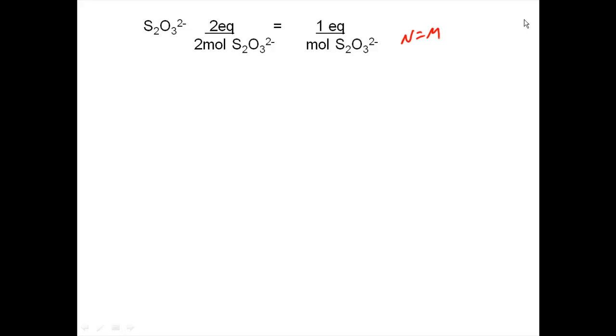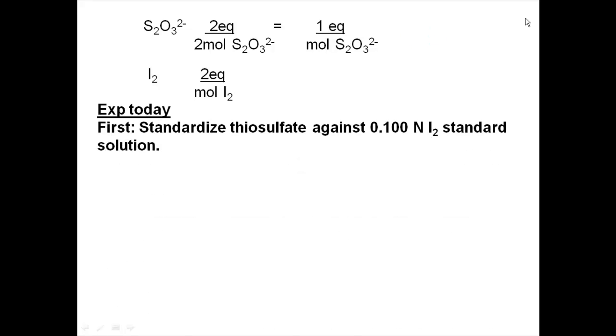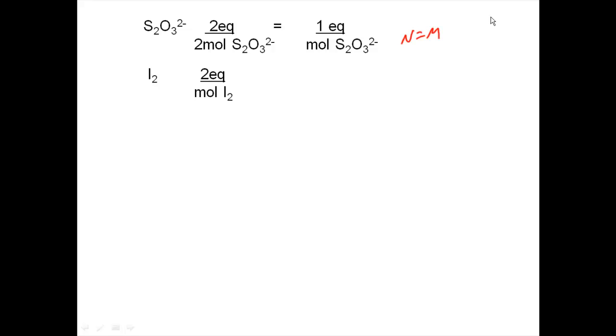For the iodine, there's 2 equivalents per 1 mole of iodine, which came from that equation. So basically what we're saying in that case is that 1/2 the normality will equal the molarity. Or another way of looking at it, normality will equal double the molarity.